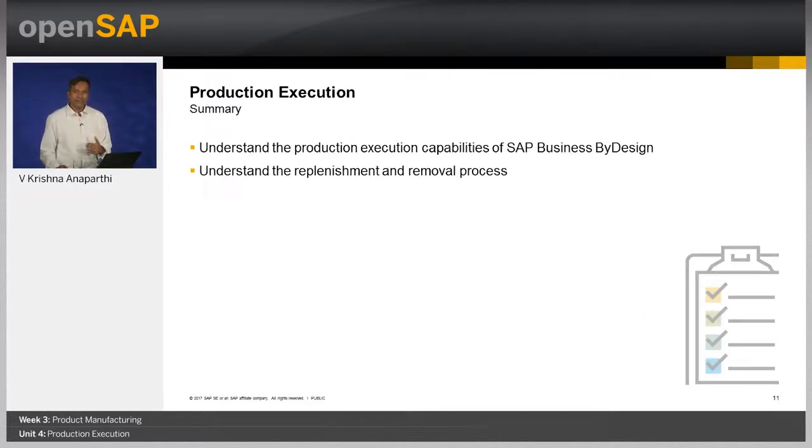To quickly summarize, in this unit, we learned the following. Understand the production execution and its automation capabilities. Understand projected material flow and understand at a high level what we mean by replenishment and removal. In the next unit, we will take a deep dive into design function and resource load leveling options.